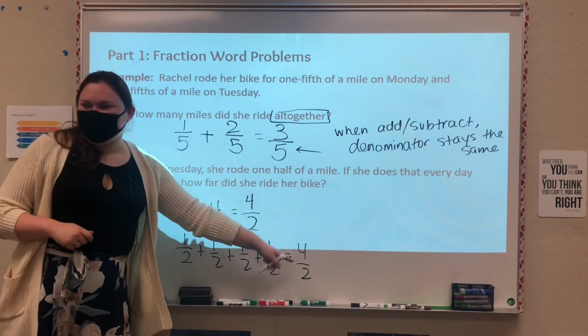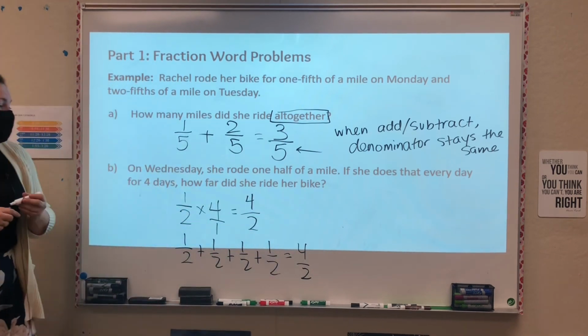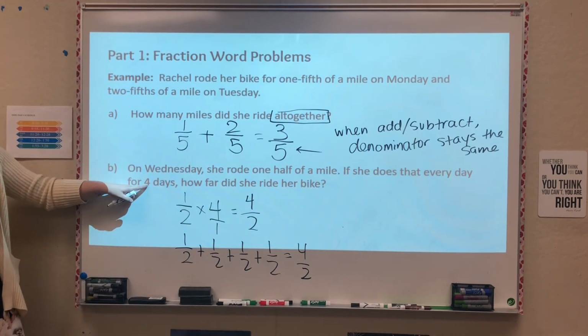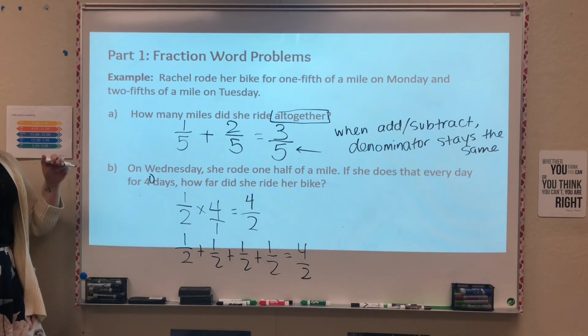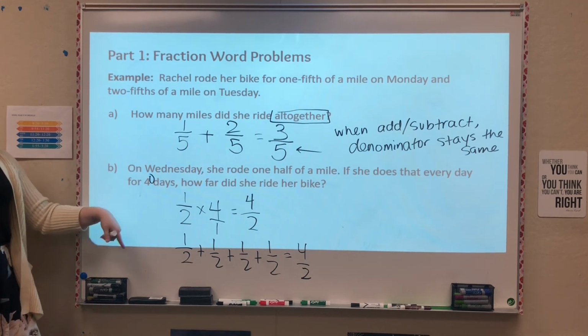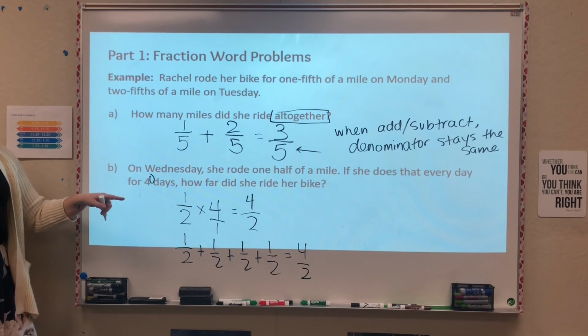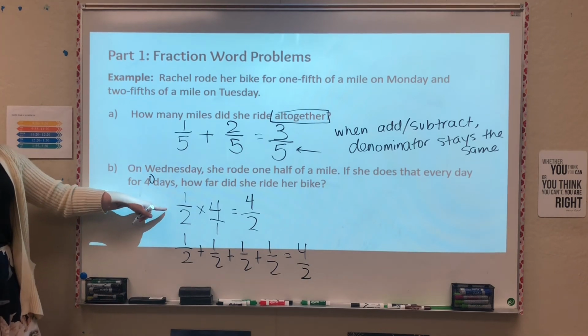Does it matter which way you think of it? Nope. Now I would say if instead of saying for 4 days, I said 40 days, do you have a preference then? No, I just put time for it to make it easier. I would say multiply.